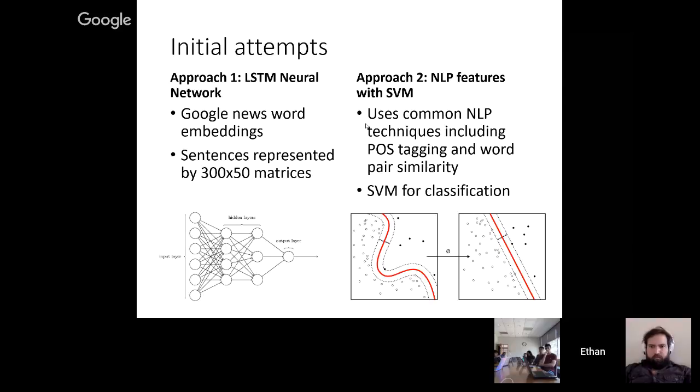For both of these approaches, they're still framed as supervised learning problems. Correct. Right. So you have training data with correct labels where you say this pair of sentences is a paraphrase of one another. Yes. And you have some negative examples. Yes.